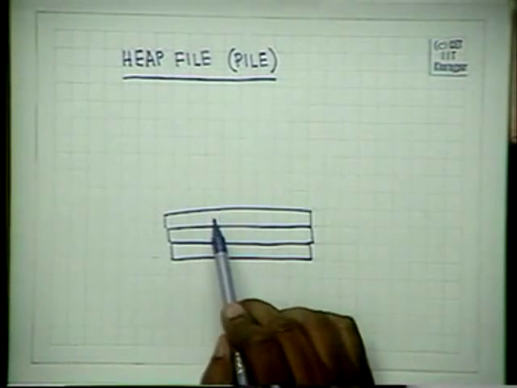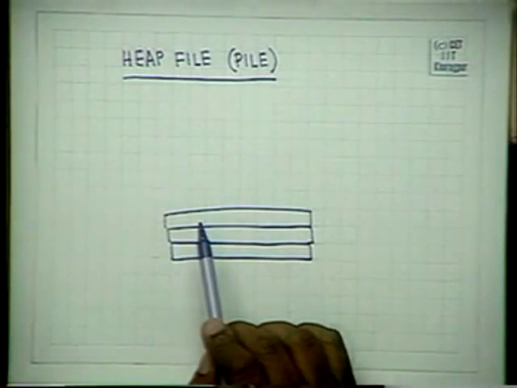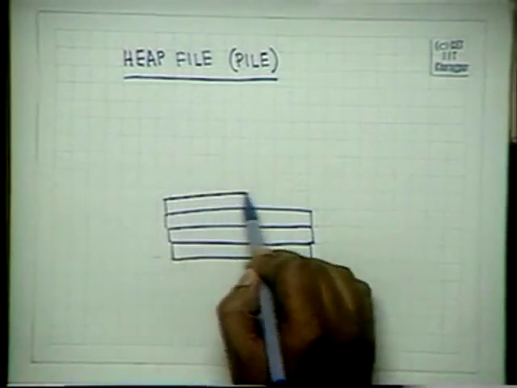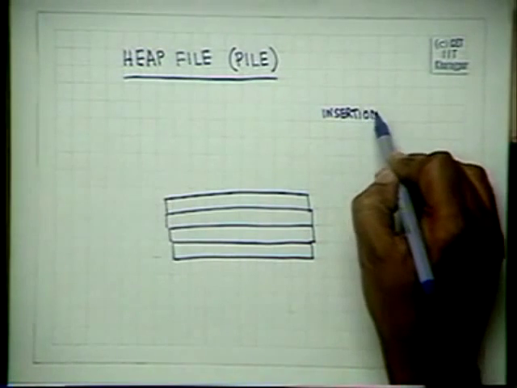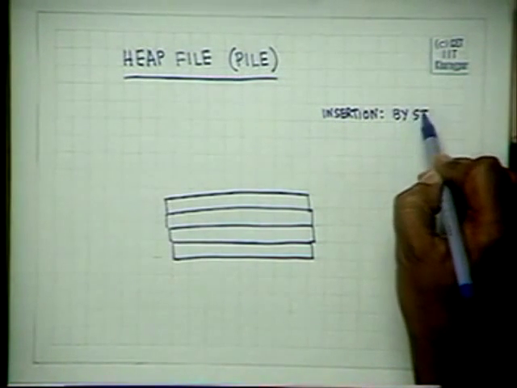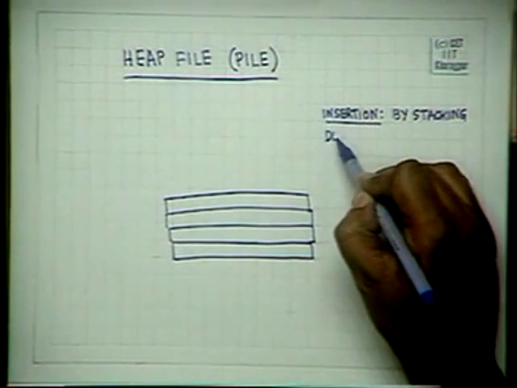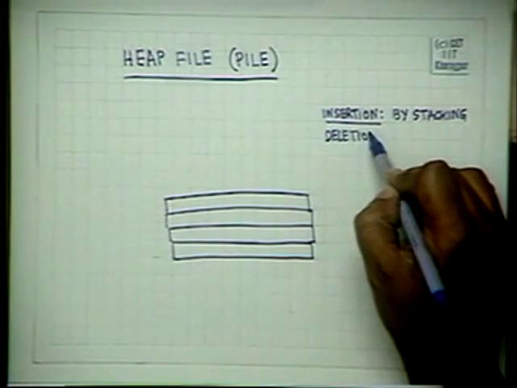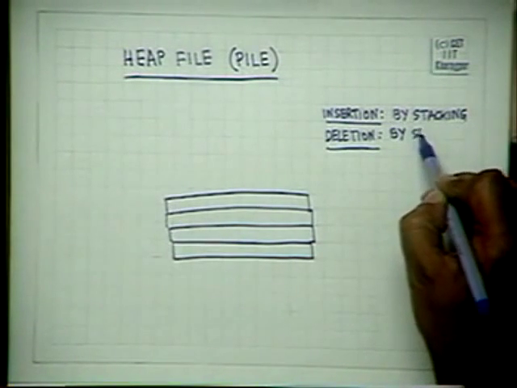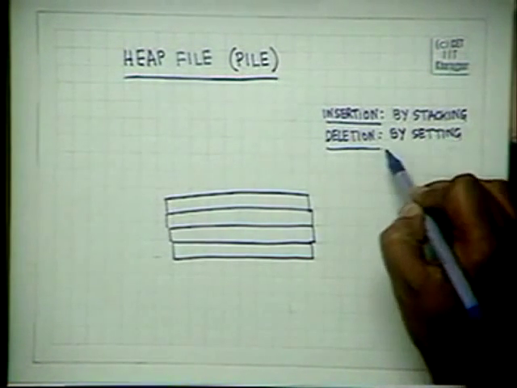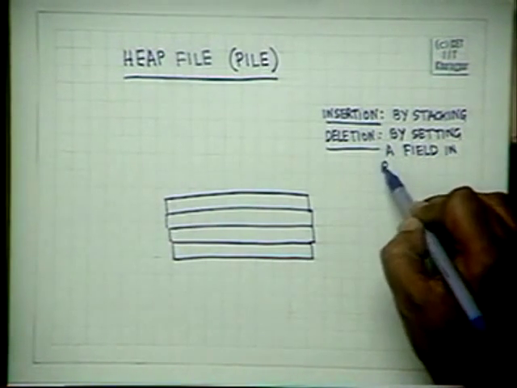So when records are there in a heap file, they are just stacked one on top of the other. So the idea of a heap file is: insertion is done by stacking. Deletion is done by setting a field in the record.